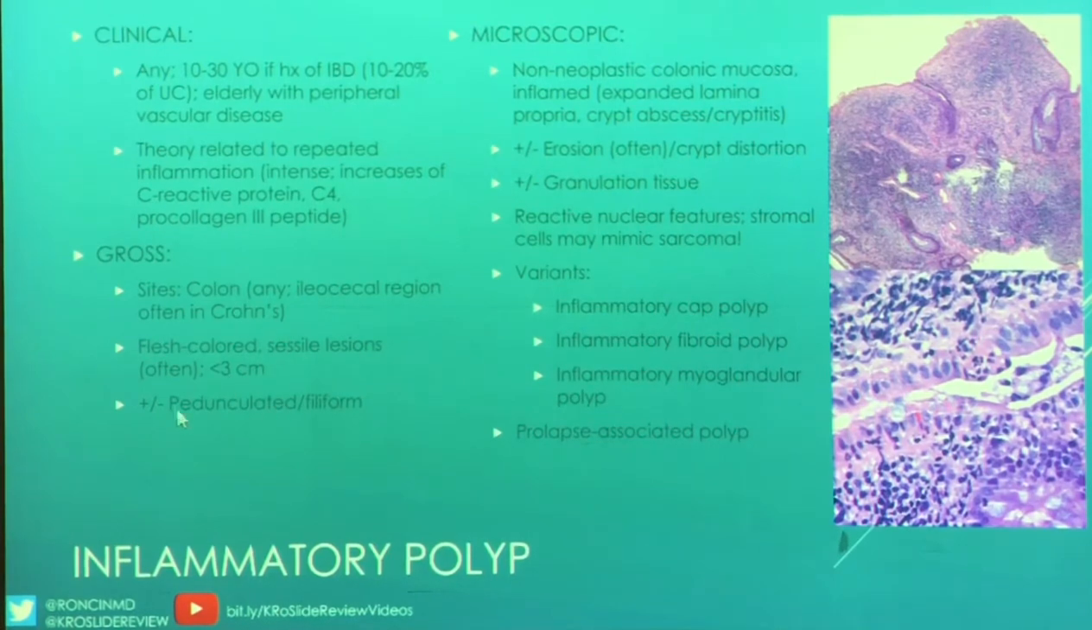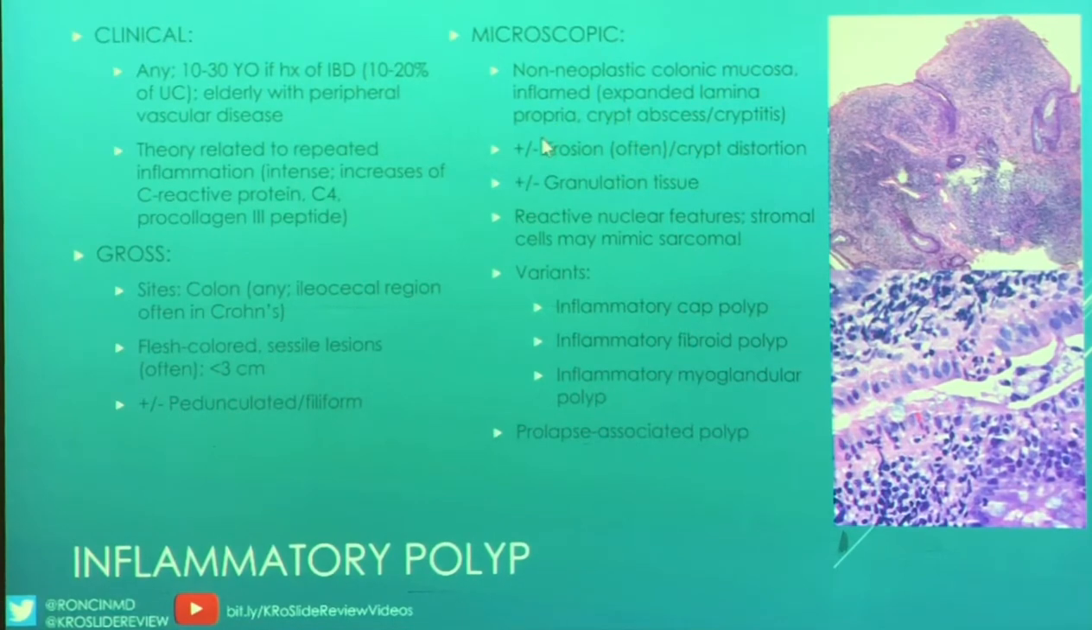They can be pedunculated, which means they have a stalk. Filiform, which means they have finger-like projections or papillary projections. Pretty much what you see is regular colonic mucosa that might be irritated and inflamed, and you're going to have a very expansile lamina propria. You could have crypt abscesses, you could have cryptitis, because again, this is inflammation, so it's not unreasonable to think that you would have these things associated with it.